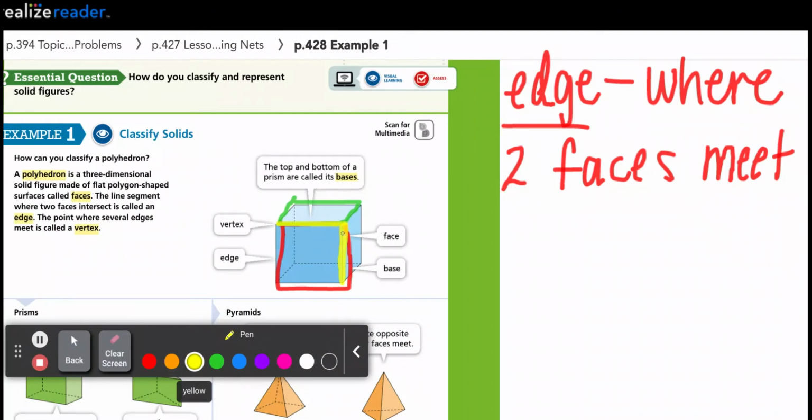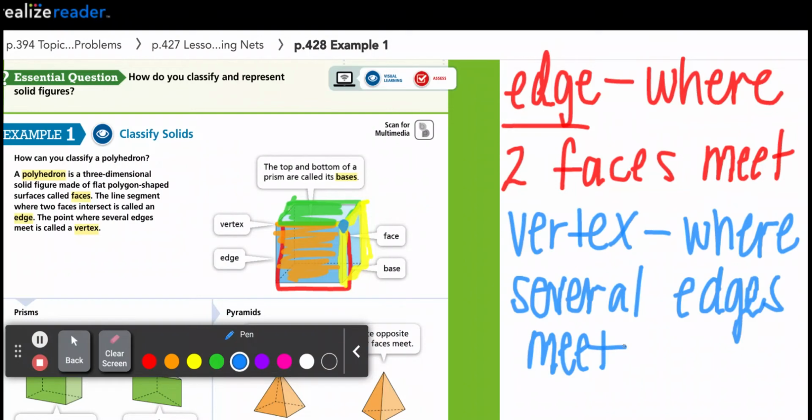So it's almost like a corner, but don't get confused with this pointed corner because that has its own vocabulary word. But the edge is where those faces meet. So don't think of it as a corner, but think of it as where one face meets another and those two faces overlap. And then the last vocabulary word is going to be vertex.